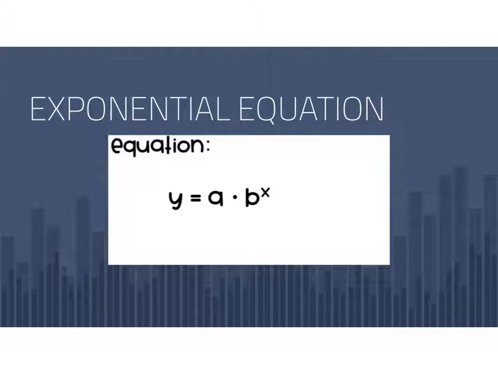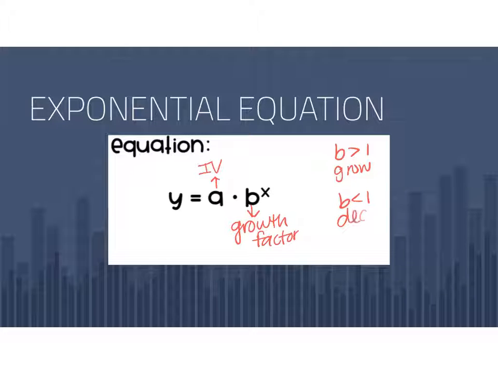So when we're looking at the exponential equation, we know that a is the initial value and b is the growth factor. And again, b greater than 1 would be growth. b less than 1 would be decay.